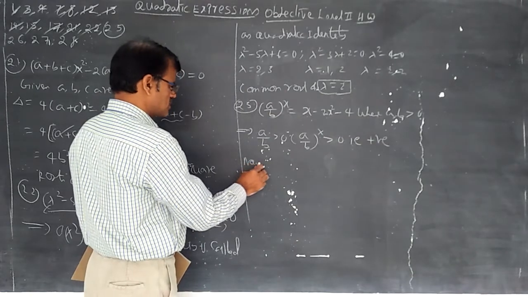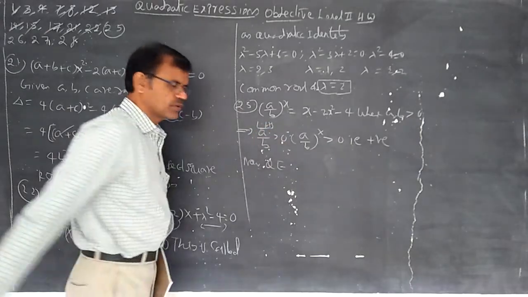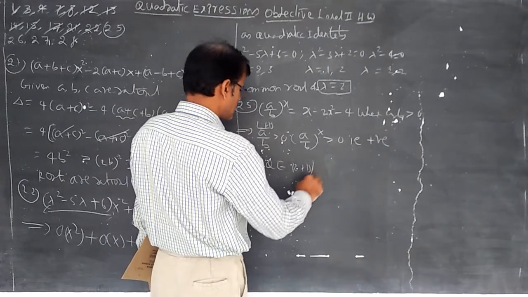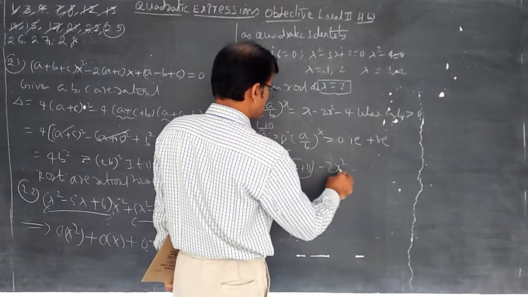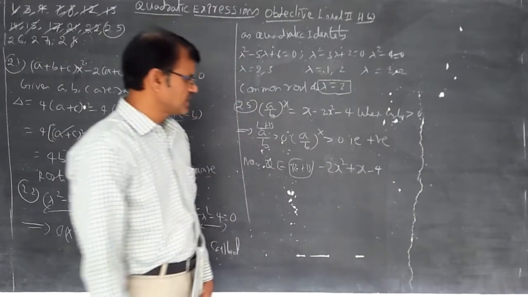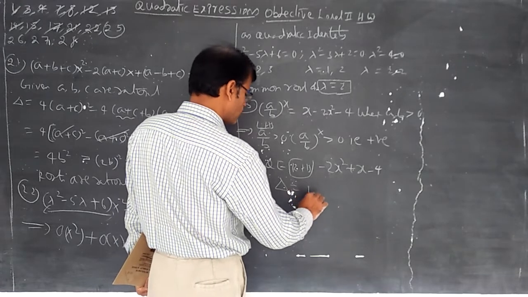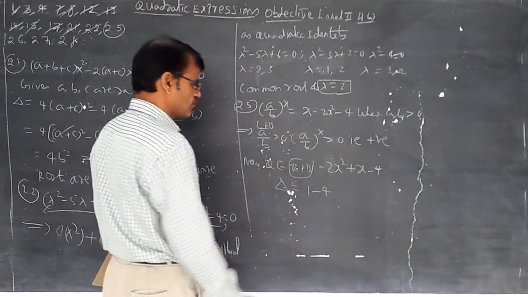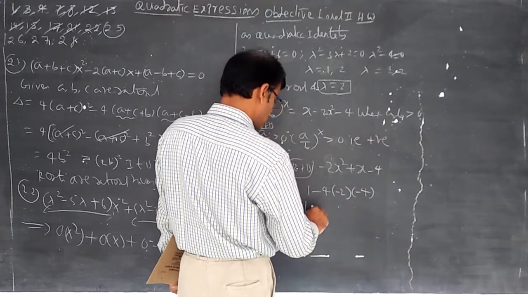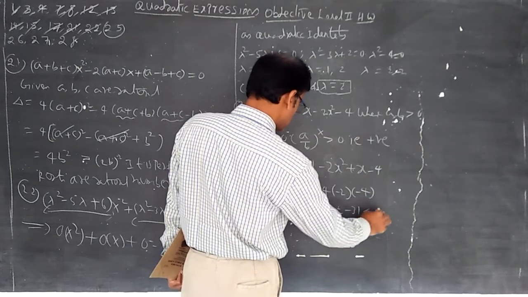Now let us discuss the RHS. I discussed the LHS. Now we can discuss the RHS quadratic equation. RHS is minus 2x squared plus x minus 4. For RHS, a is less than 0. Let us calculate delta, b squared minus 4ac: 1 minus 4 into minus 2 into minus 4. So 1 minus 32, that is equal to minus 31, less than 0.